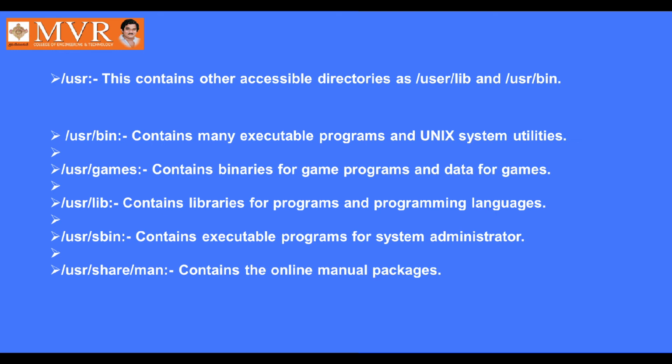Similarly, there will be some games. So the binary information about the game programs and data required for the games will be stored in this user games directory. Similarly, user lib contains libraries for programs and programming languages. Whenever you are using programming languages other than shell scripting, you require some libraries, and those library functions will be stored in this user lib. And user sbin contains executable programs for the system administrator, so it is not accessible, only the administrator can access this directory. It contains the executable programs which are required for system administration.